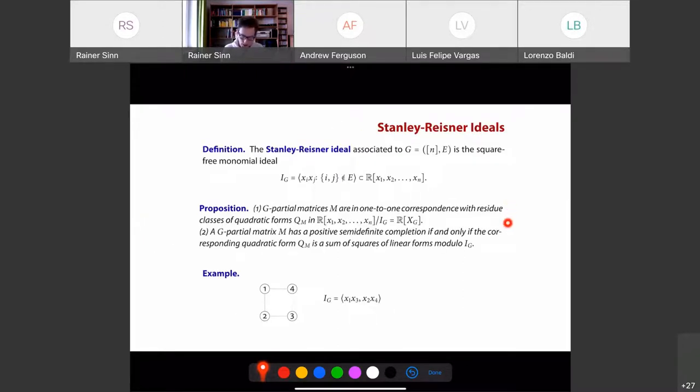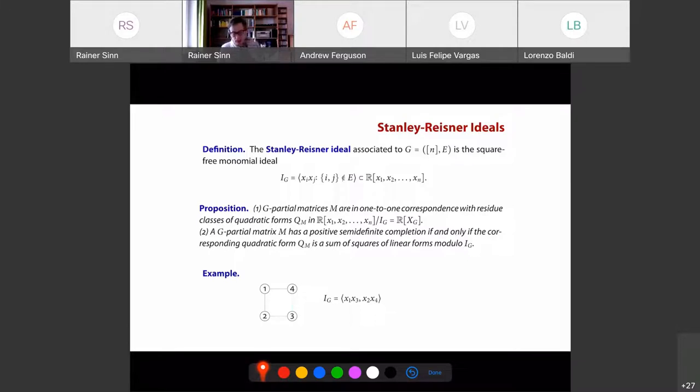In this first part of the proposition, these partially specified matrices are the same as equivalence classes of quadratic forms modulo the non-specified monomials in the Stanley-Reisner ideal. And then we can also say when they have a positive semi-definite completion in terms of the corresponding quadratic forms, polynomials of degree 2. Namely, they have a positive semi-definite completion if and only if you can write it as a sum of squares of linear forms. So this is really the same as the Gram matrix method. If you write it as a sum of squares and you write the corresponding Gram matrix of the sum of squares representation, then this Gram matrix is the positive semi-definite completion you are looking for, and the other way around. If you complete it to a positive semi-definite matrix, then you can take this as a Gram matrix, so you compute a Cholesky factorization and you get your sum of squares of linear forms. So we're really doing the Gram matrix method, and to convince yourself of this is an exercise.